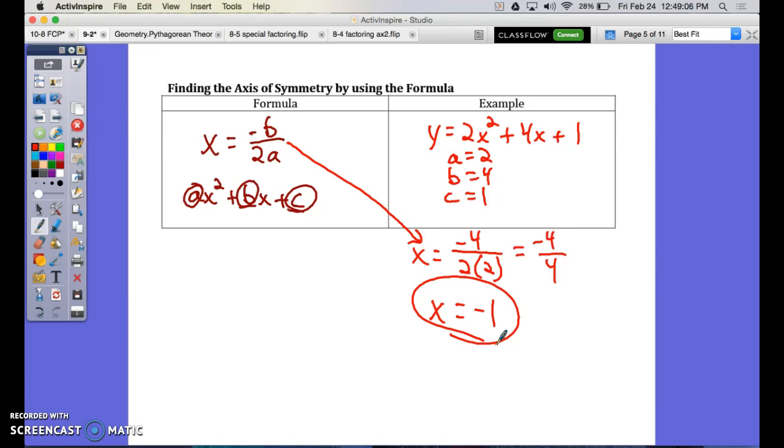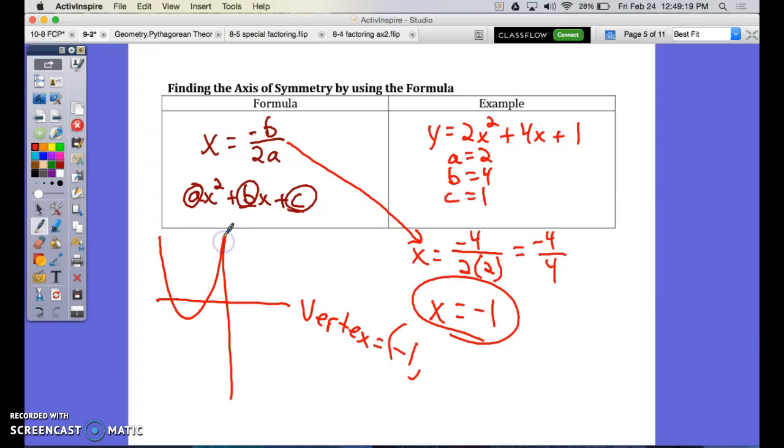Now the other nice thing about this is that x equals -1, that means that your vertex is (-1, something), because remember, if you're on a graph and you are going through your vertex, your axis of symmetry, that's where it splits it in half. It has to go through that vertex, the only partnerless one on that graph. So I would then take my -1. I'm not going to do this now, but I could plug it in for x, and I would get my value.